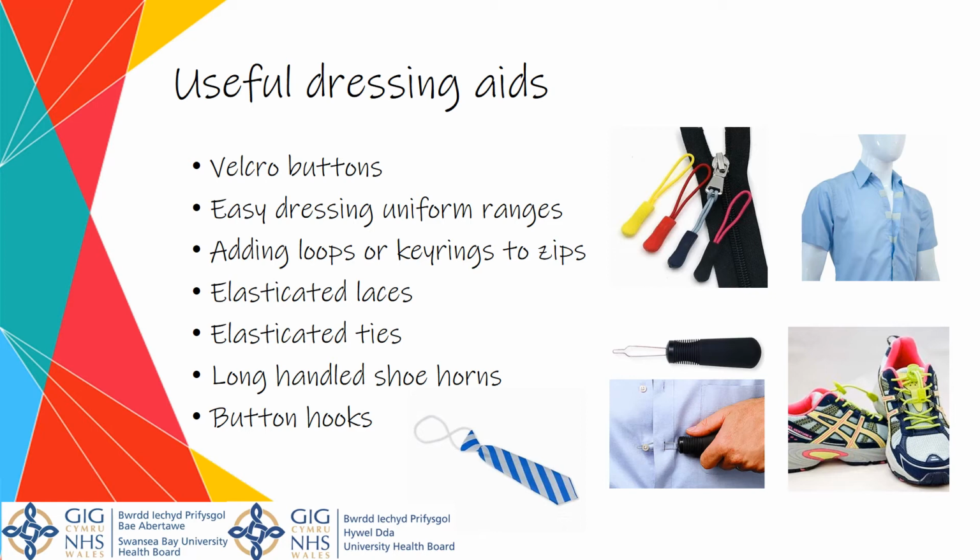Zips can be made easier to manipulate when hand strength and dexterity is reduced. This is done by adding a loop, ribbon or keyring to the end of a zip to make it less fiddly to hold and pull. Elasticated laces and ties can be purchased, which mean that the child can get dressed more quickly and independently. Long-handled shoe horns can be purchased for a child who struggles to get their heels into their shoes independently. And button hooks can be helpful to make it easier to pull the button through the hole.